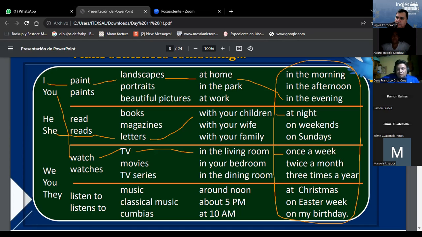We listen to music in the living room in the morning. Yeah, excellent. When you finish this one, go to the next one. Okay? When you finish this one, move to the next slide.